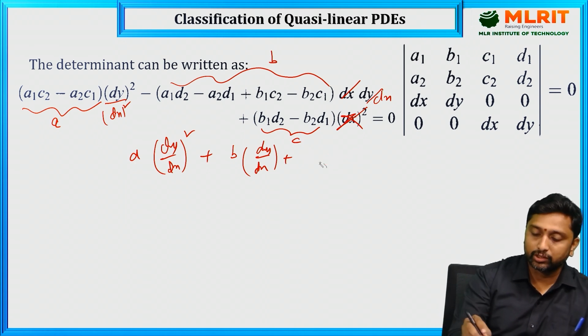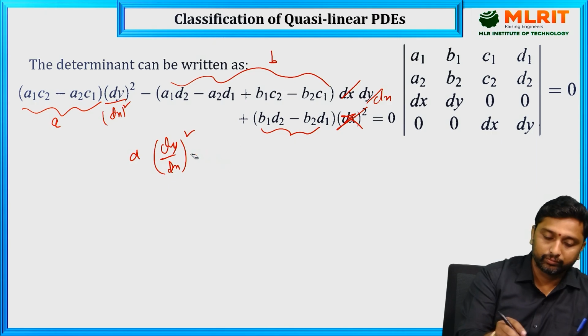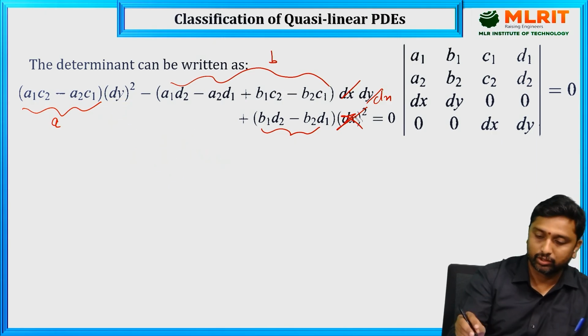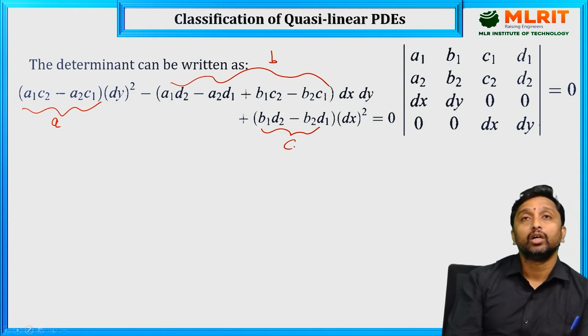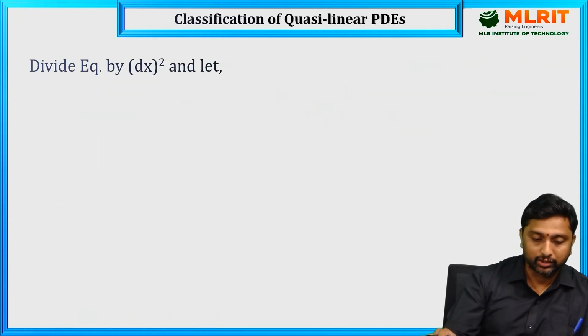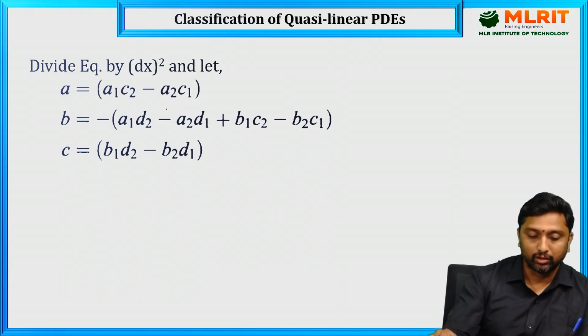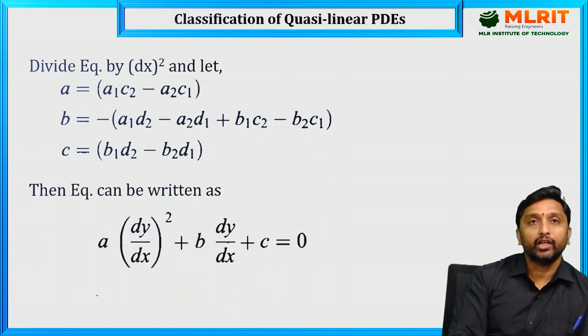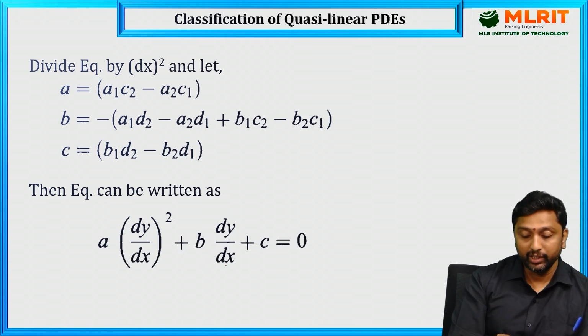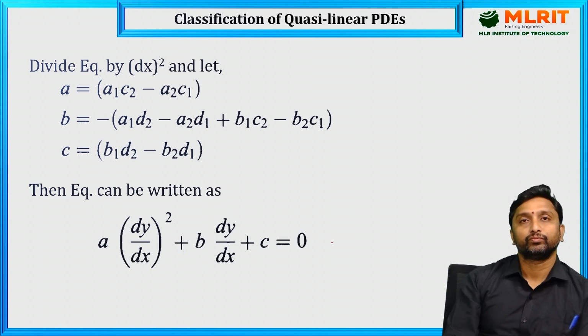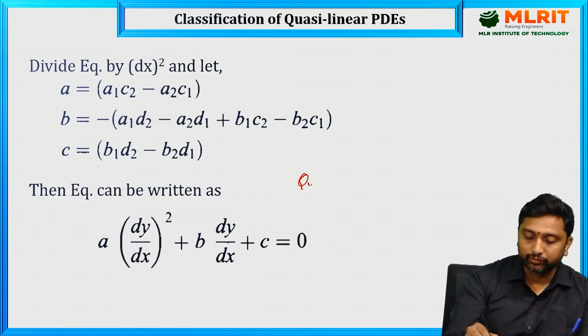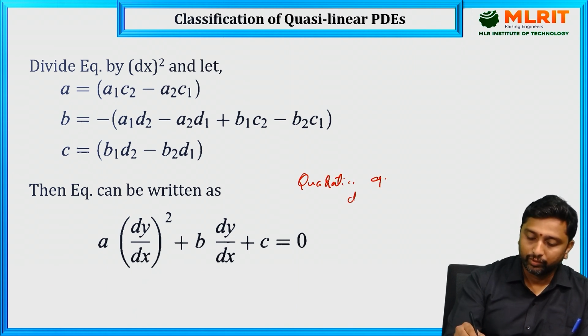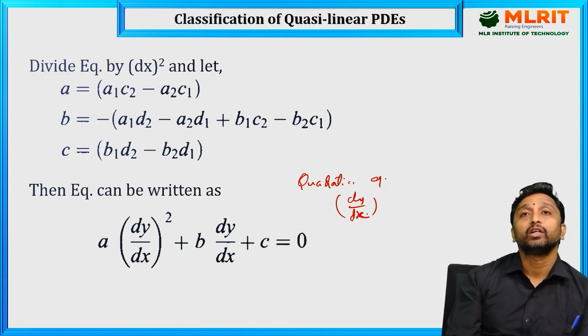So let us consider that. Hopefully you understand what the equation is now. If we assume a, b, c as this, then I can rewrite the equation as a (dy by dx) whole square plus b (dy by dx) plus c equals 0. So this is a quadratic equation, with the variable as dy by dx.